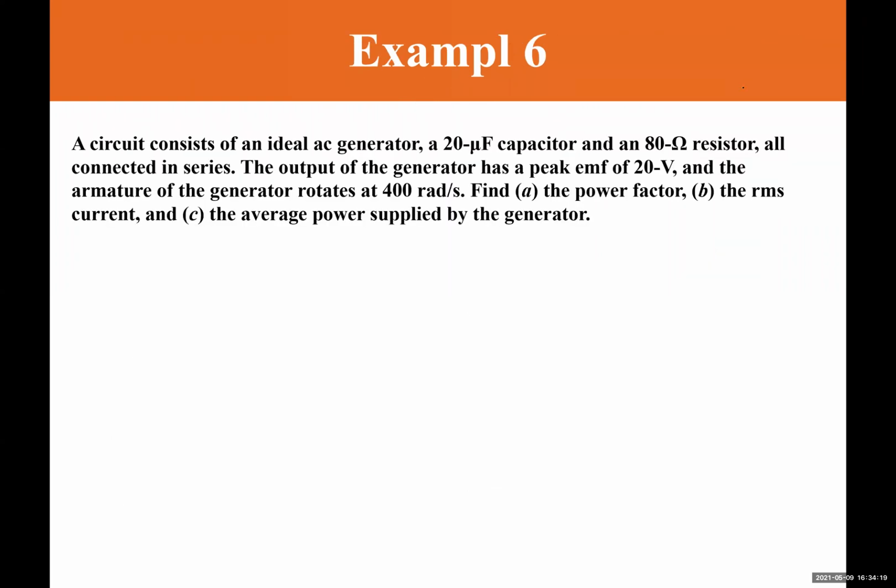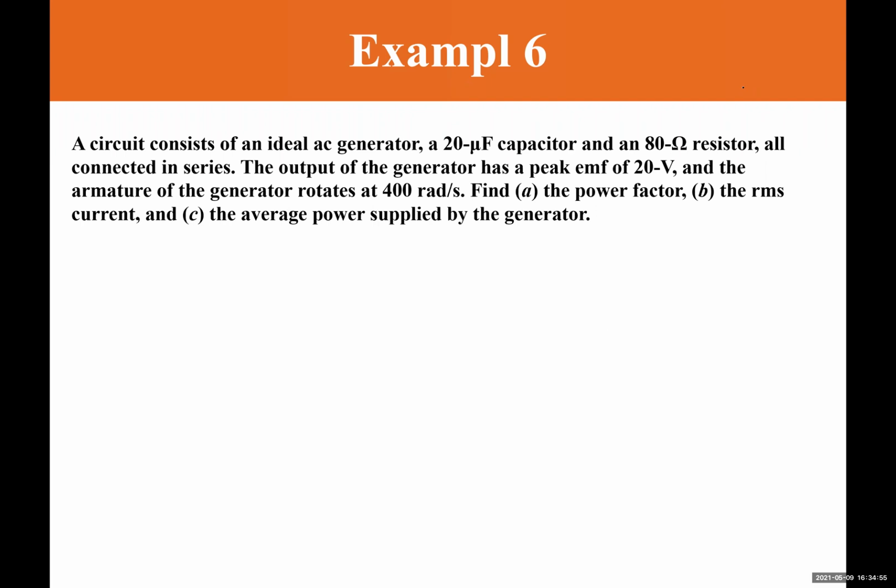All right, so let's look at some examples here. We have a circuit that consists of an ideal AC generator, a 20 microfarad capacitor, and an 80 ohm resistor, all connected in series. The output of the generator has a peak EMF of 20 volts, and the armature of the generator rotates at 400 radians per second. So let's find the power factor, the RMS current, and the average power supplied by the generator.